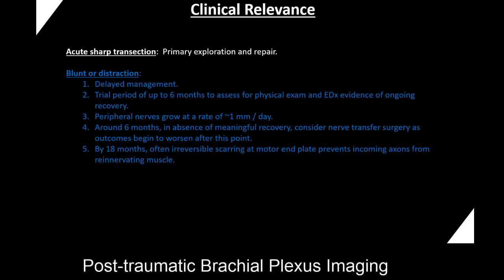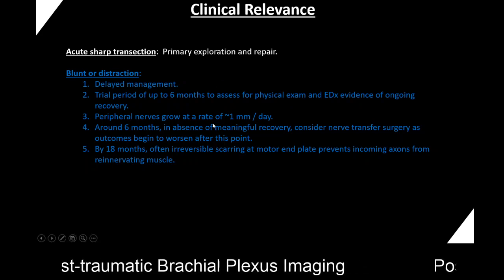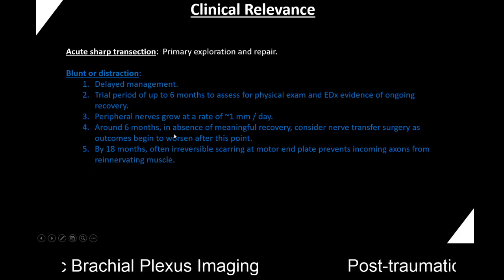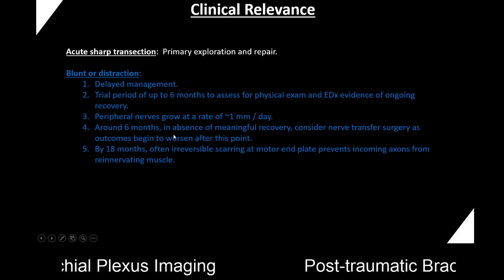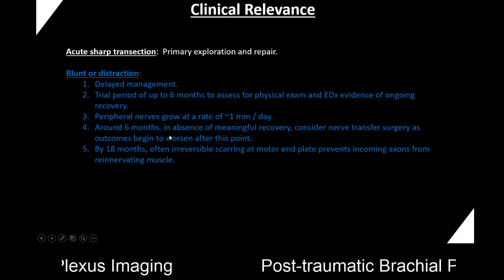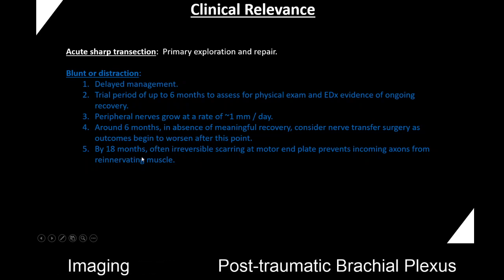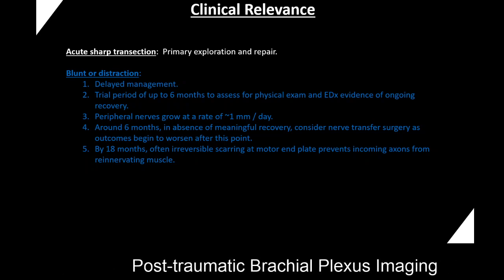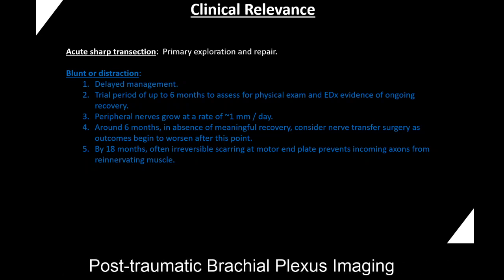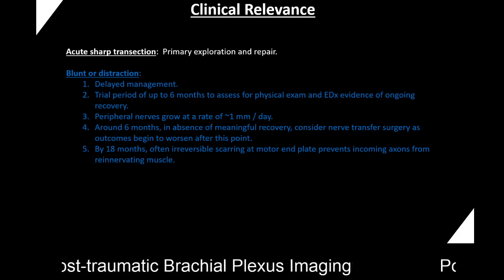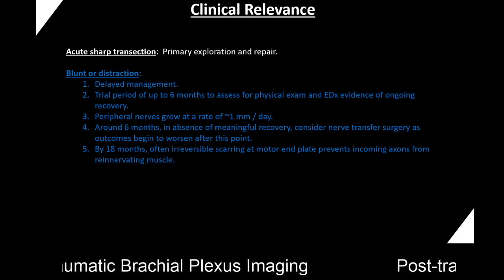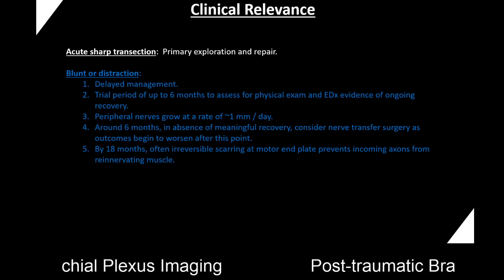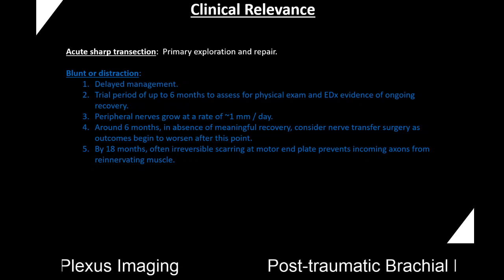Keep in mind that peripheral nerves grow at a rate of about 1 millimeter a day. At around 6 months, if there's not meaningful recovery, this is when we're going to start looking into surgical correction to try to have better outcomes. But if you wait to 18 months, often, even if that axon on its own gets down to the muscle and attempts to reinnervate, you're going to have atrophy and scarring at the motor end plate, preventing a meaningful recovery. And so you're trying to get whatever is going to be done to reinnervate that muscle by that 18-month period.